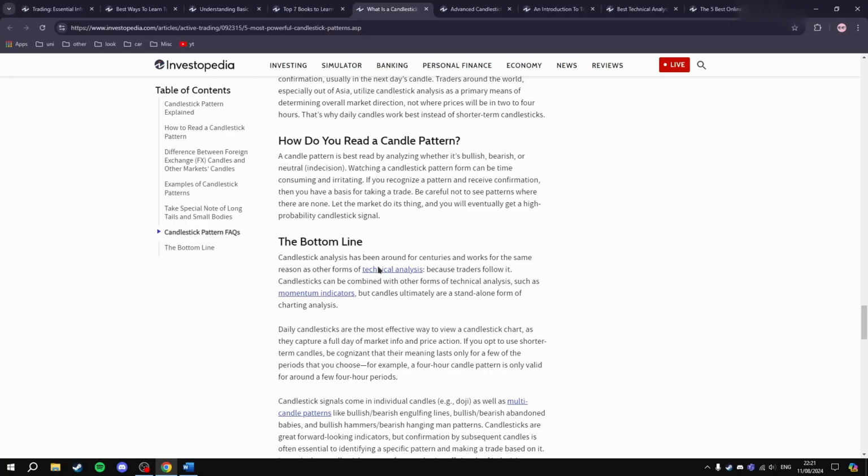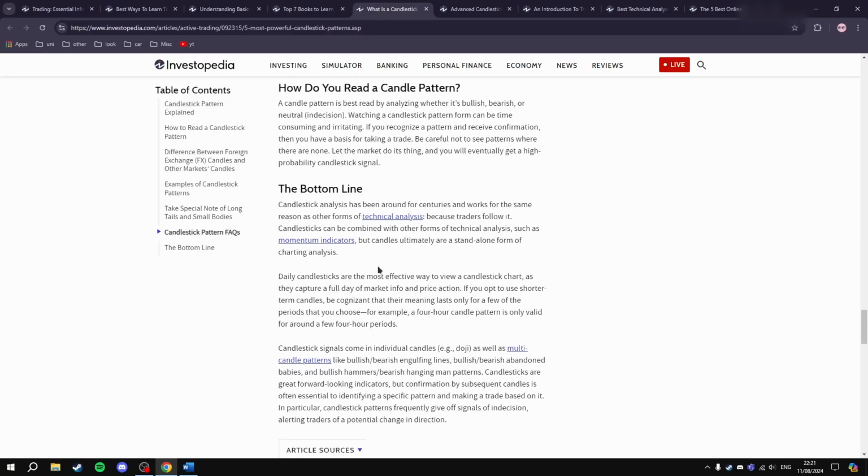Okay, how do you read a candlestick pattern or candle pattern? Candle patterns are best read by analyzing whether it's bullish, bearish or neutral indecision. Watching a candlestick pattern form can be time consuming and irritating. If you recognize a pattern and receive confirmation, then you have a basis for taking a trade. So be careful not to see patterns where there are none. Let the market do its thing and you'll eventually get a high probability candlestick signal. So don't force a pattern to appear when there isn't one.